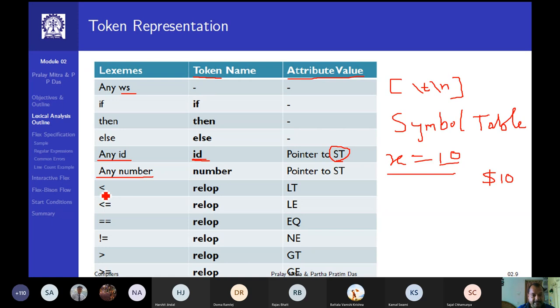Okay. Now for these operations, greater than, less than, equals to, not equals to, greater than equals to, all are nothing but the token class of relational operator. So whenever we encounter one of these during the scanning process, we will declare that it is going to be the token class relational operator. Now, how do we discriminate between the less than relational operator and less than equals to? Because both are relational operators. That discrimination will be done by their corresponding attribute value.